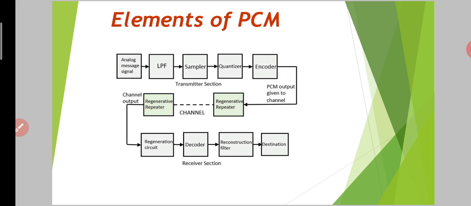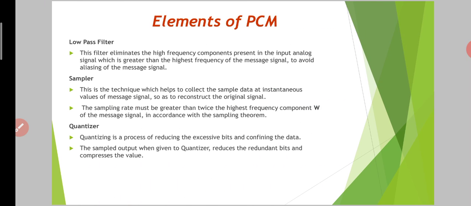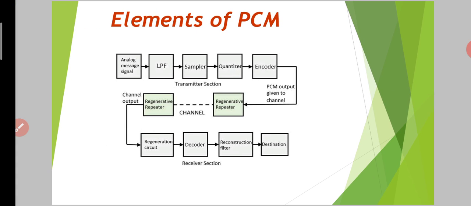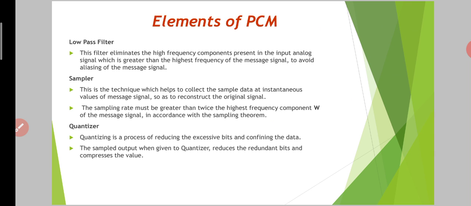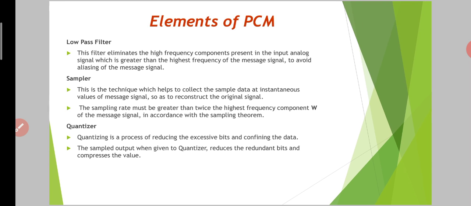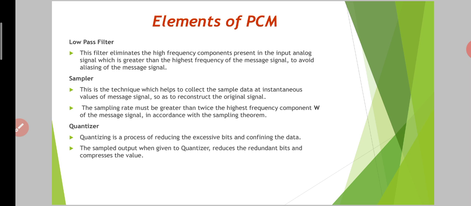First of all, we have the analog message signal, which is fed to the low pass filter. The low pass filter eliminates the high frequency components. We know well about this because generally the information is a voice signal, the voice of a human being or any other birds, and these signals are generally in the low frequency range. That's why we use the low pass filter.